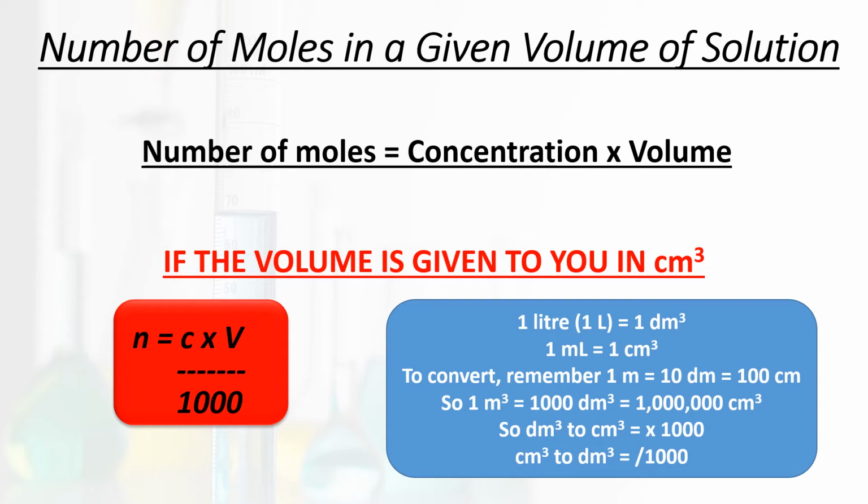So it's really important that you make sure that you're comfortable converting these units, and that you always convert centimeters cubed into decimeters cubed if you're given it as centimeters cubed for your volume. And we can write therefore a more general equation that normally n equals C times V divided by 1,000. And the dividing by 1,000 is to automatically convert our centimeters cubed volume into decimeters cubed.